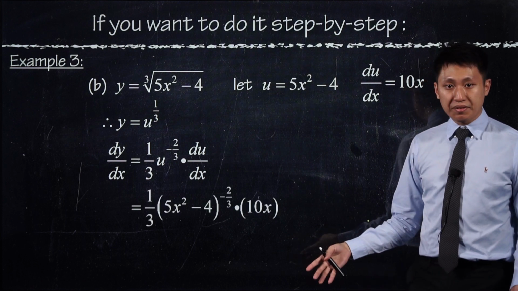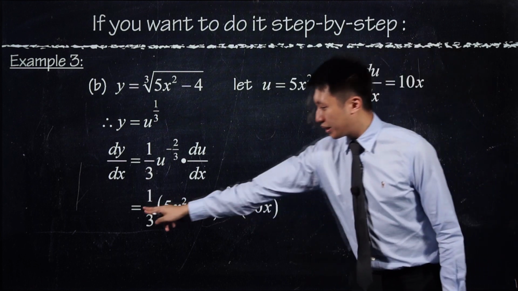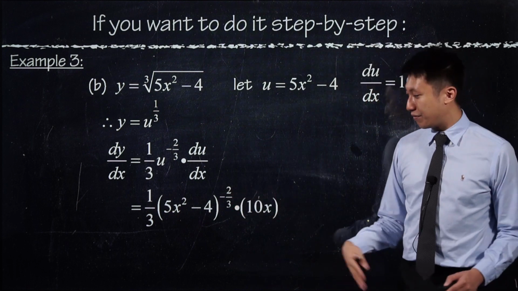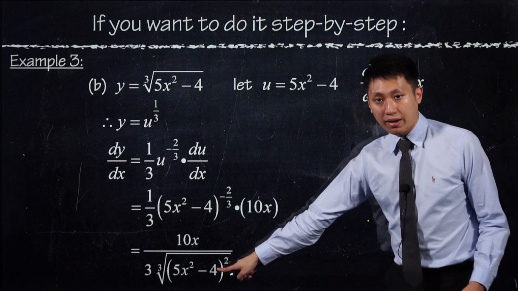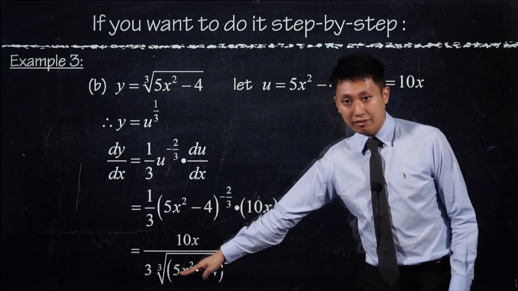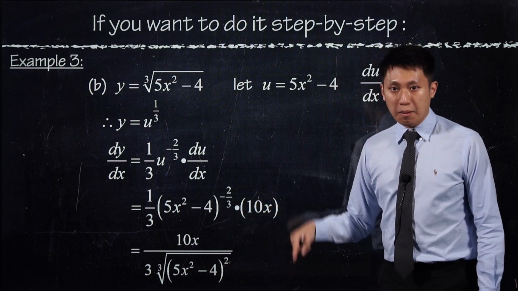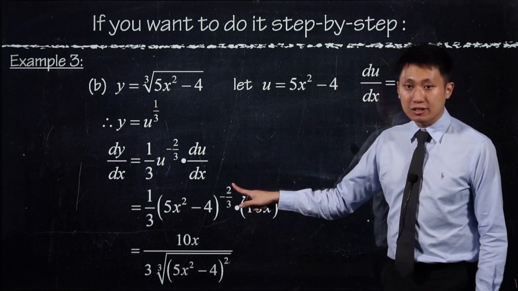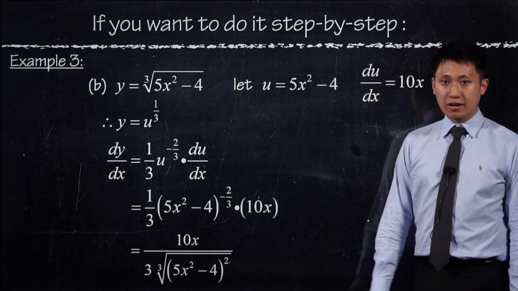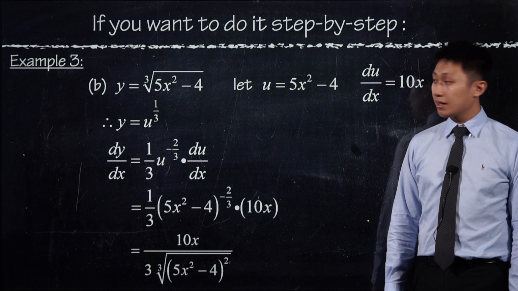How to simplify? Simplify means this one, put it here, this power here. Just leave it there. If you want to write it nicer, then you write it this way. Negative 2 over 3, negative means flip it down there. 2 over 3 means what? Power first, then root. Power is 2, root is cube root. Cube root squared. Right.